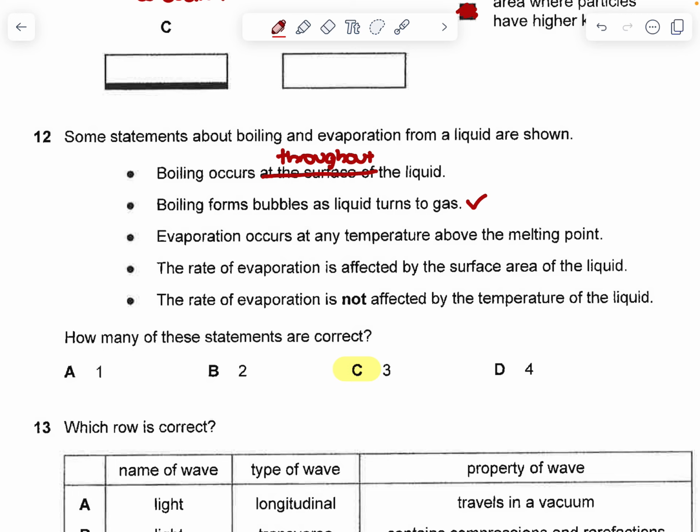Evaporation occurs at any temperature above melting point. That's correct. The rate of evaporation is affected by the surface area of the liquid. That's correct. So this one is wrong. It's not only affected by the surface, it's also affected by humidity, wind, and temperature.